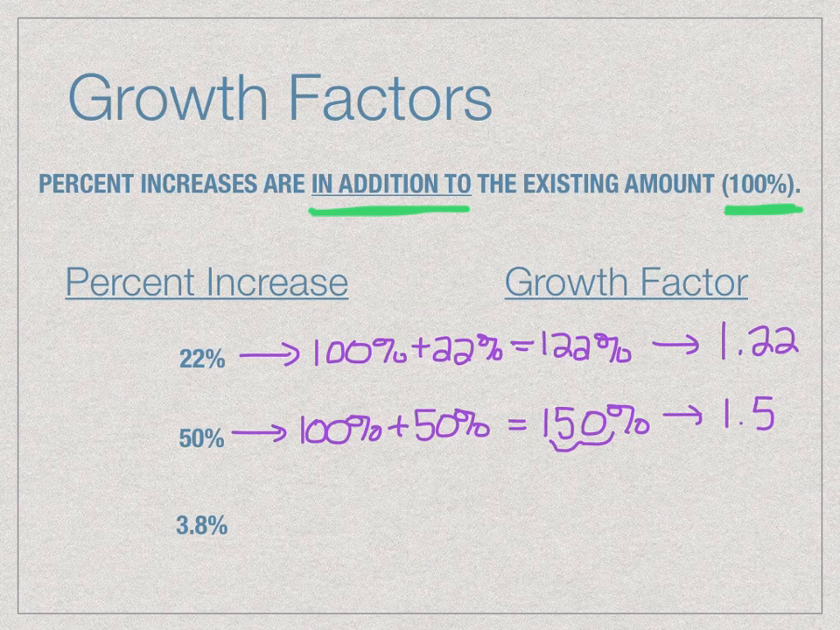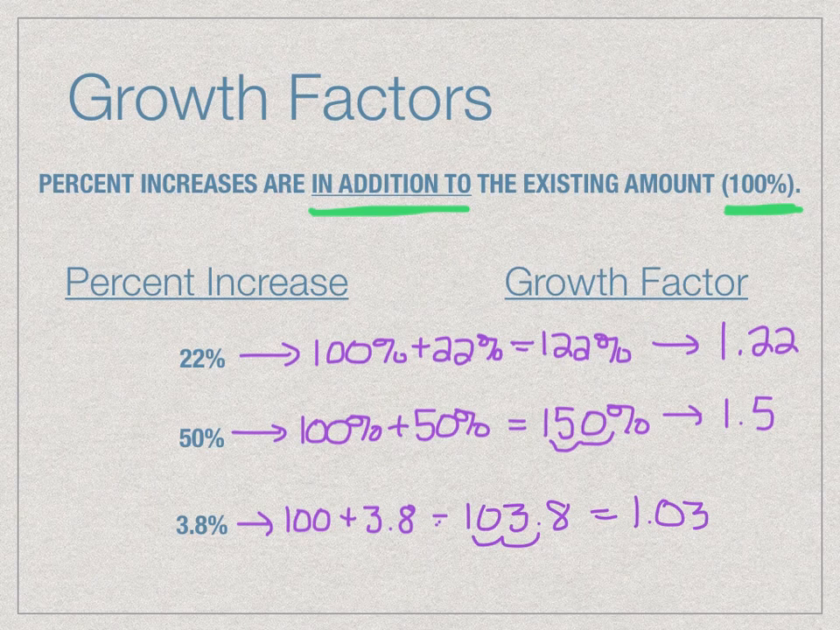Now, something like this last one can be a little bit tricky, and I assure you there is no shame in typing this into your calculator if you need to. To do 100 plus 3.8, if you type that into a calculator, it's going to give you 103.8. And then just be conscious about where you're moving your decimal point now. Take that decimal point and move it over 2, and I get 1.038. And that's my growth factor.